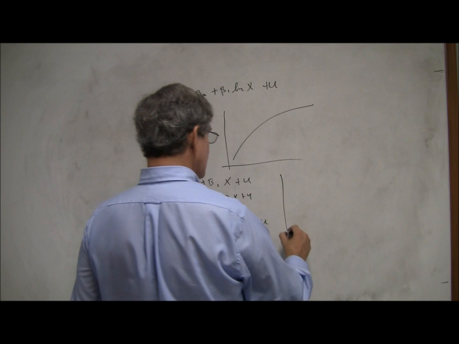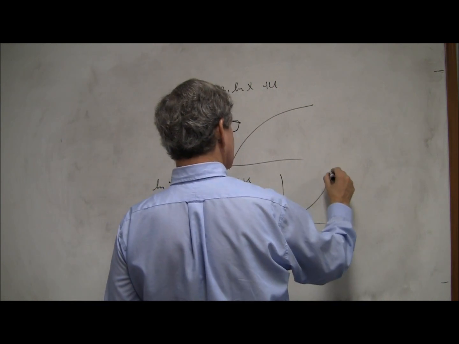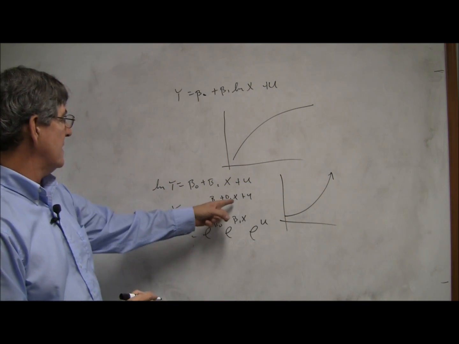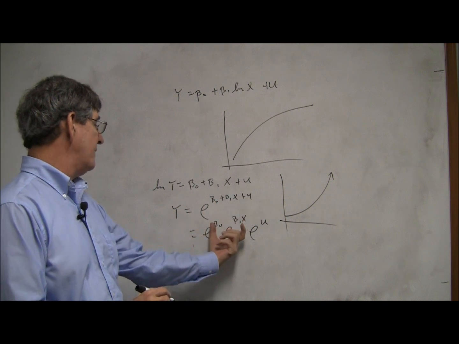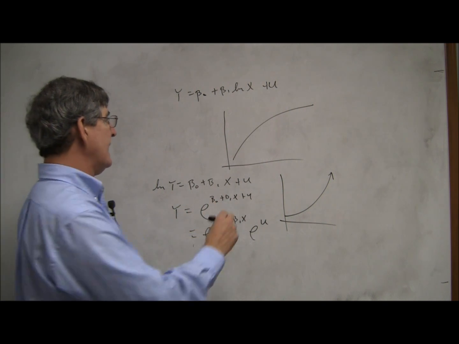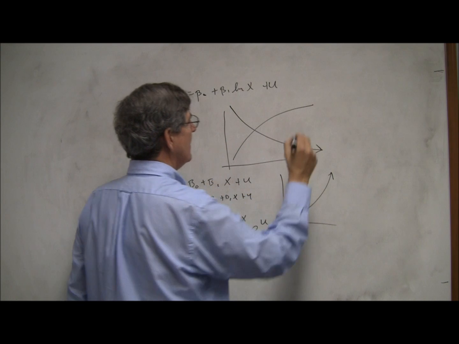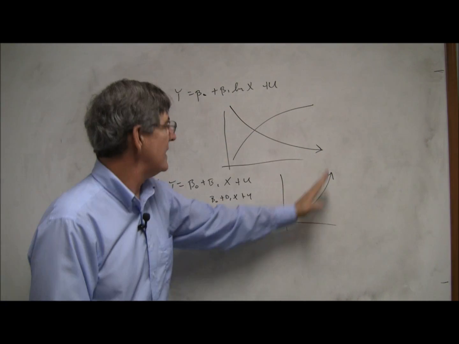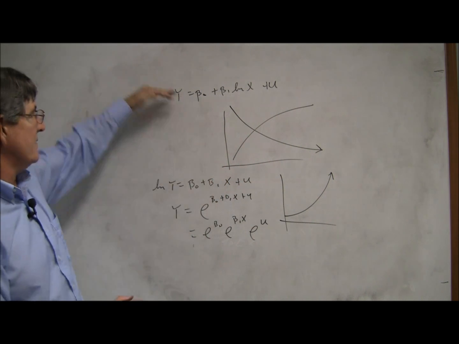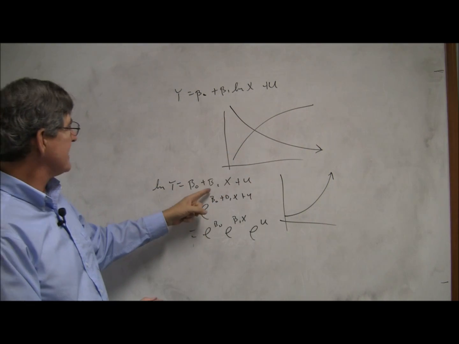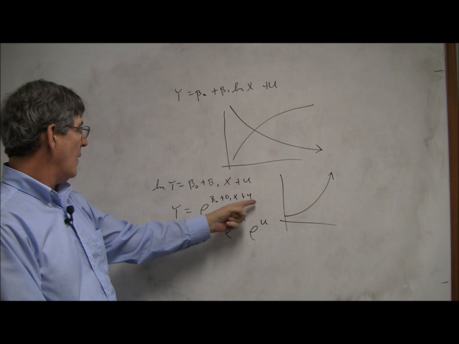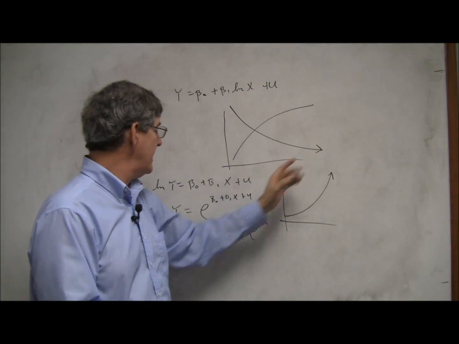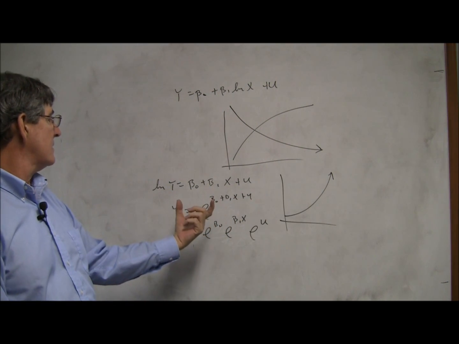So in this case, you're getting something that looks like this. If beta 1 is a positive coefficient, you get growth; if it's negative, you're getting a decay over time. And so this gives you both decays and growth as your model. So if your data look like this, that's going to be a negative coefficient. If your data look like this, that's a positive coefficient.